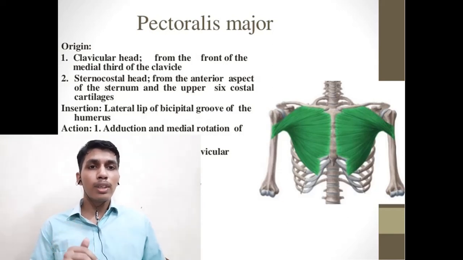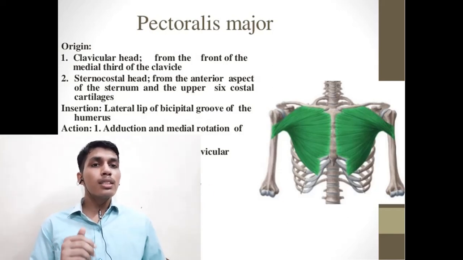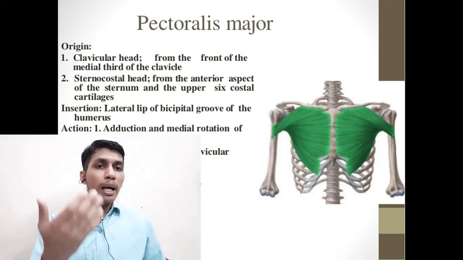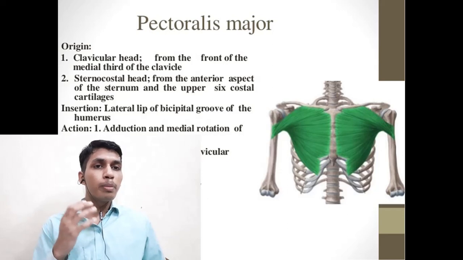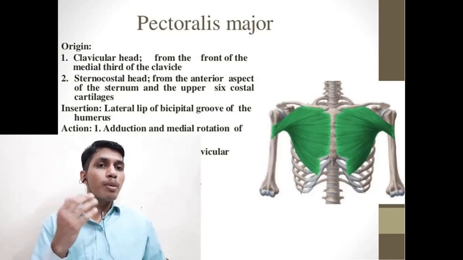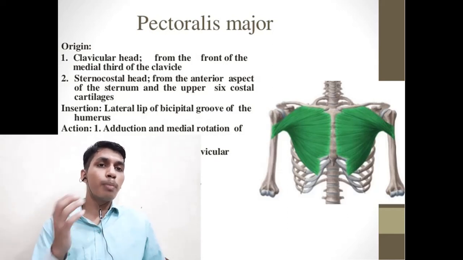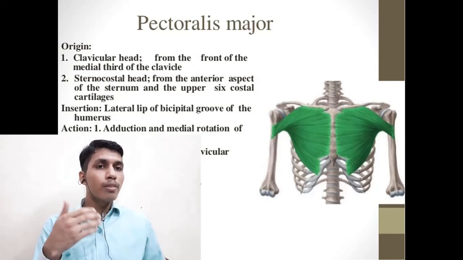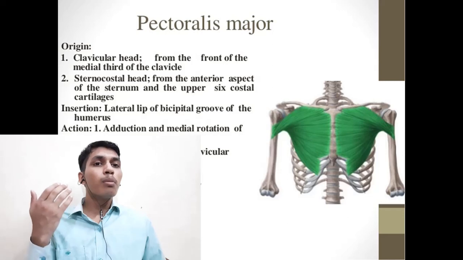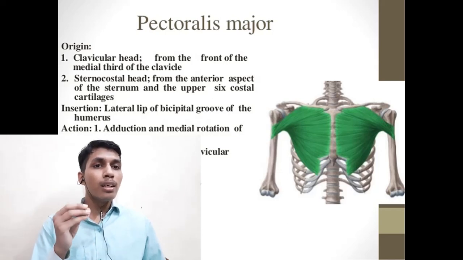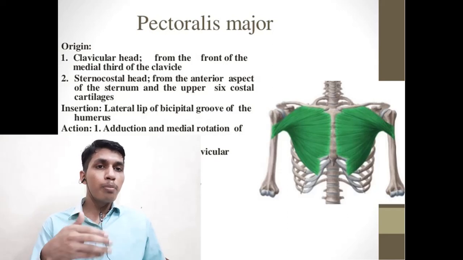Also there is one concept: this lateral pectoral nerve reaches the pectoralis major muscle after piercing the clavipectoral fascia, and this medial pectoral nerve reaches the pectoralis major muscle after piercing the pectoralis minor muscle. Basically these nerves and the clavipectoral fascia lie beneath this muscle.